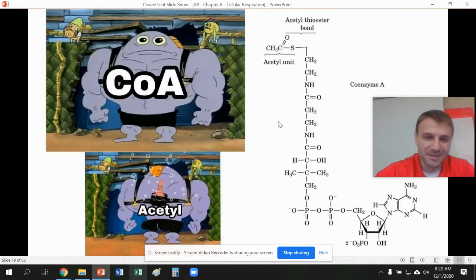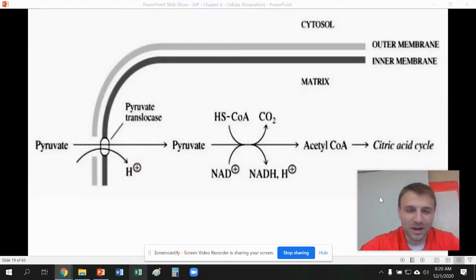Like I said before, we're going to have that pyruvate move through both membranes of the mitochondria through a transmembrane protein called pyruvate translocase, which is just going to move pyruvate into the mitochondrial matrix. This is where it's going to go through the reaction. We're going to get acetyl CoA out of this, which is going to go into the citric acid cycle, also known as the Krebs cycle.